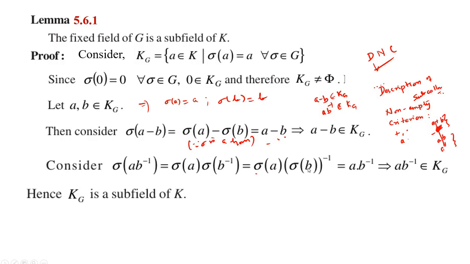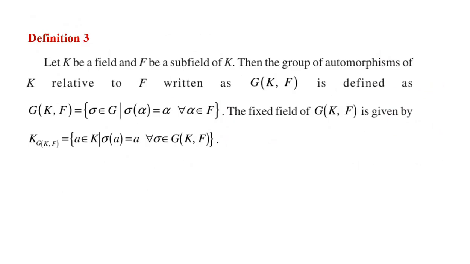And again, because it's a homomorphism, this B inverse can be written as sigma of B the whole inverse, and this is nothing but A from here, and this is nothing but B from here. So A dot B inverse, you started with this and you are getting the same, meaning AB inverse should belong to K_G. So hence K_G is a subfield of K. In the description, you have to say that it is non-empty, and then the criterion for that to be a subgroup. So here there are two subdivisions, one with respect to addition, and the other with respect to multiplication. Next we have the definition of this G(K/F).